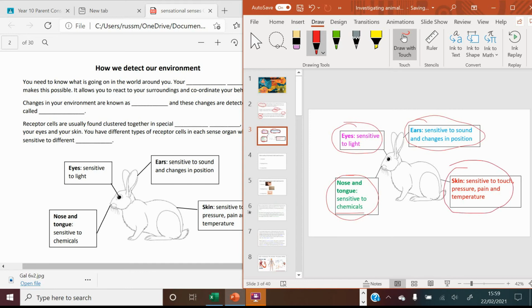The other main one then is skin, and skin covers a whole lot of different stimuli. You can see it's sensitive to touch, to pressure, to pain, and to temperature.